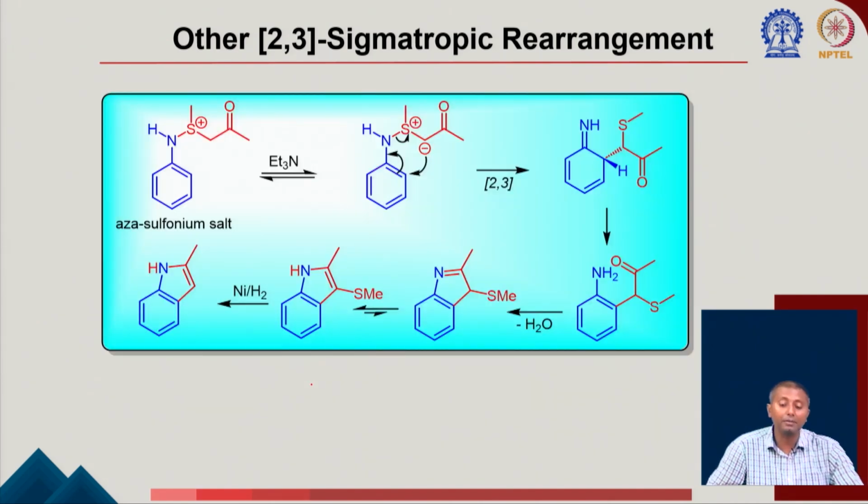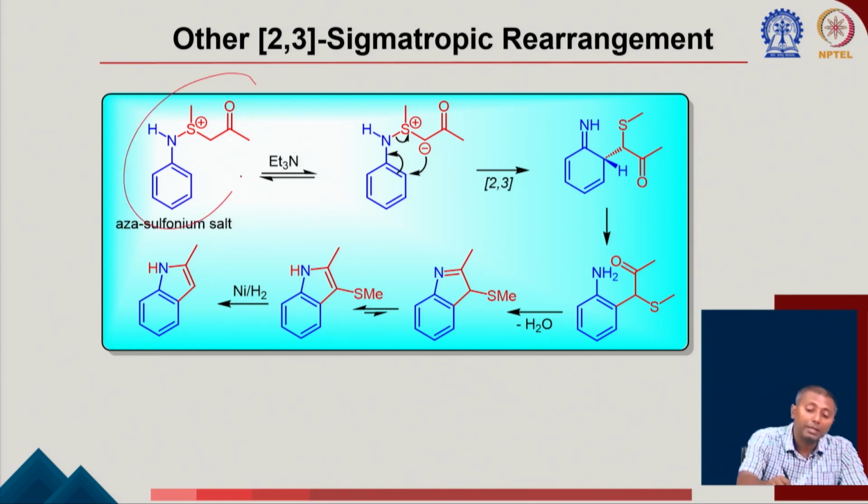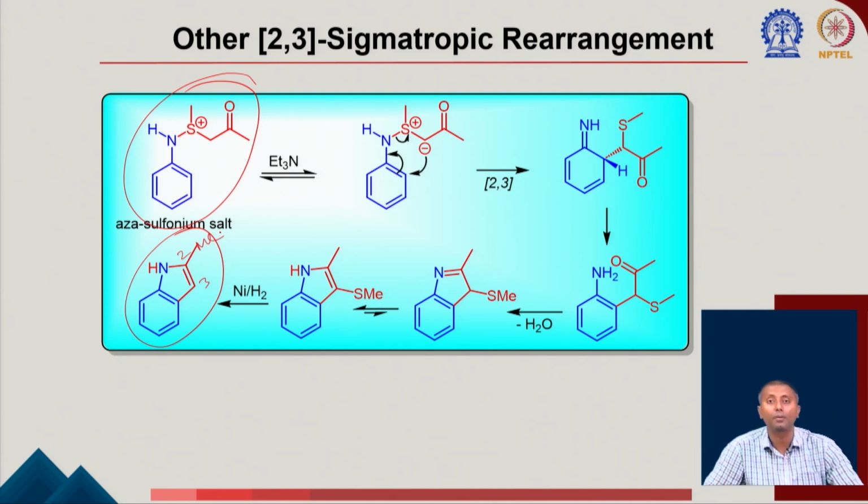Another example here, and this is a very interesting example because, starting from this azasulfonium salt, you end up making a very important compound called indole. Not only that, if you see indole has this 2 and 3 position, you are forming a 2-methyl indole. Okay. So sometimes, instead of the Fischer indole synthesis, this method will be comparatively better.